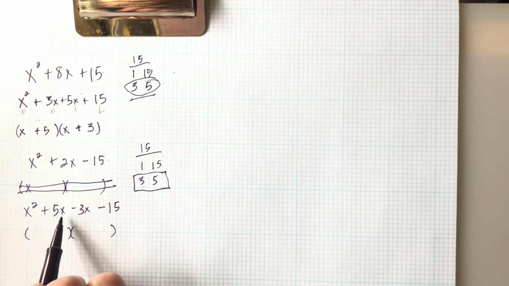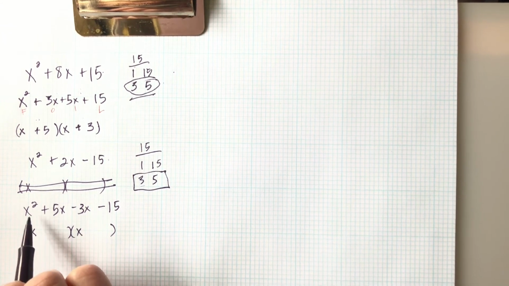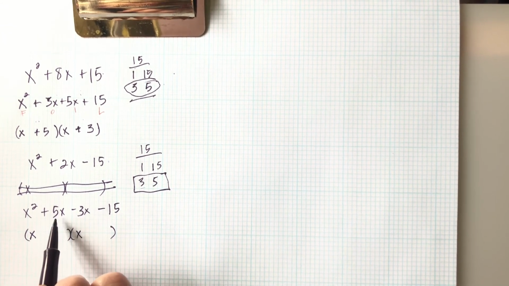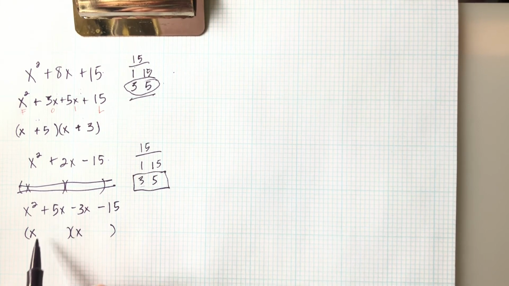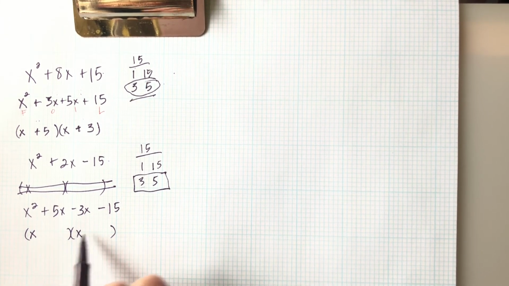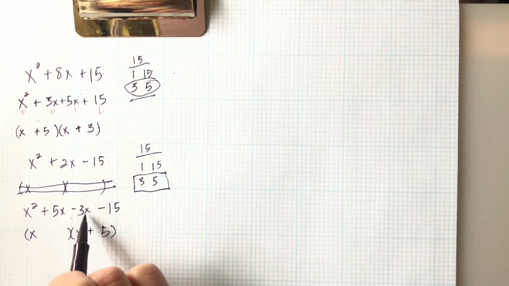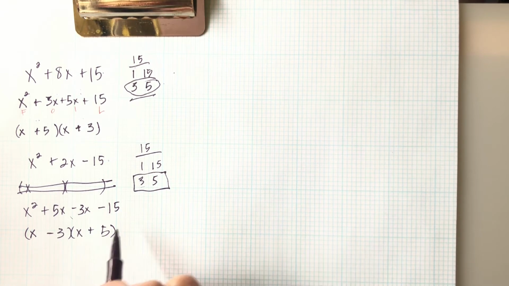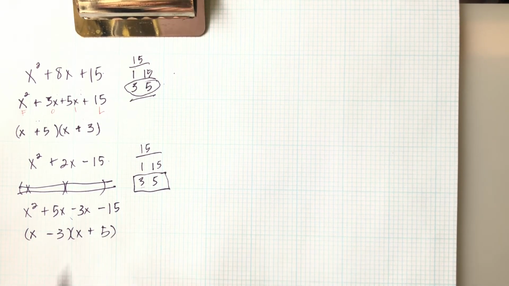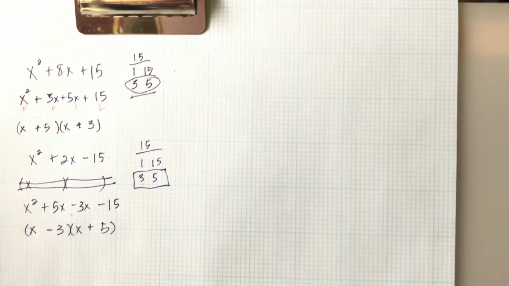So again, our GCF of these first two is x. This would have to be an x to give us that. Then the outside terms give us x times whatever is here. That's got to be 5. The inside terms are this guy. That's got to be minus 3. And then negative 3 times 5 is negative 15. So that's the factorization of that one.